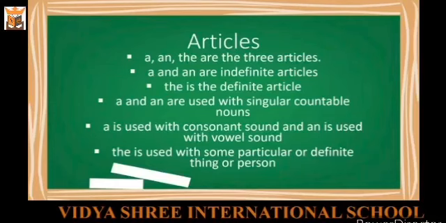A and an, where are they used? Yes, a and an are used with singular countable nouns. As we know, a is used with consonant sounds and an is used with, very good, vowel sounds. The is the definite article, so it is used with a particular or definite thing or person. Am I clear about articles?